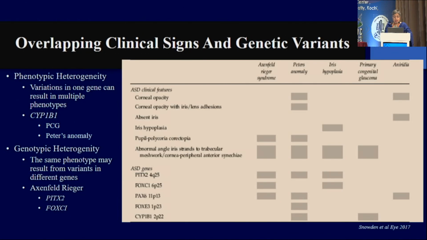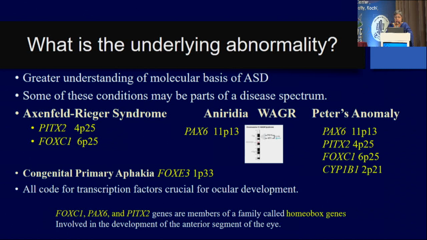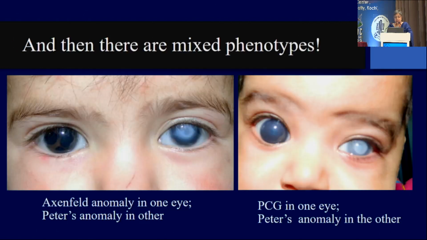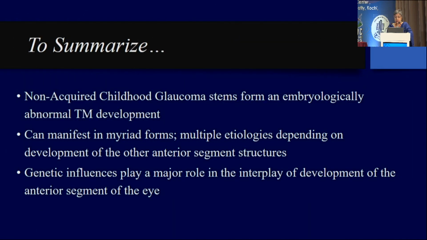This is the normal. The underlying abnormality, usually in most of them, is genetic, and some of them have been mapped to different disorders. PITX2 and FOXC1 for Axenfeld, PAX6 for aniridia, and a whole lot of genes for Peters anomaly. Of course, there are overlapping clinical signs and genetic variants, and then there are mixed phenotypes. So, non-acquired glaucoma stems from an embryologically abnormal trabecular meshwork, and it can manifest in myriad forms and multiple etiologies depending on the development, but genetic influences play a major role as well.